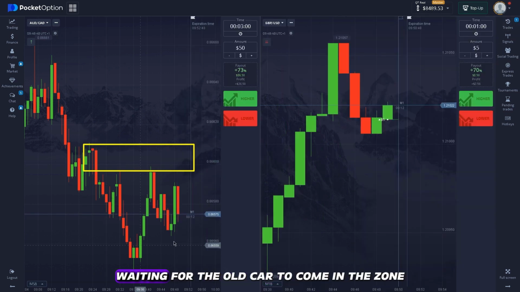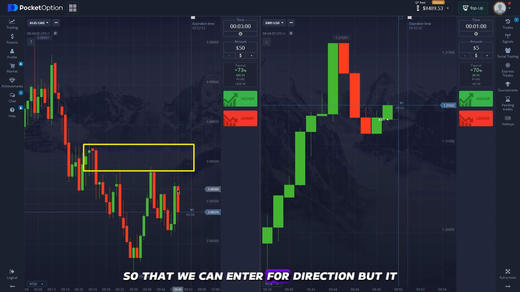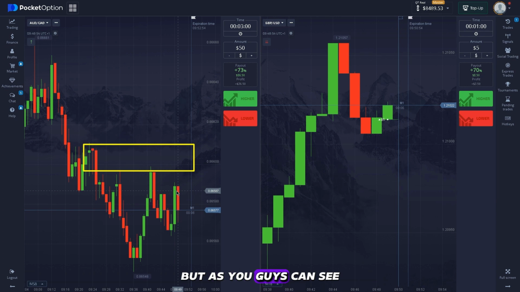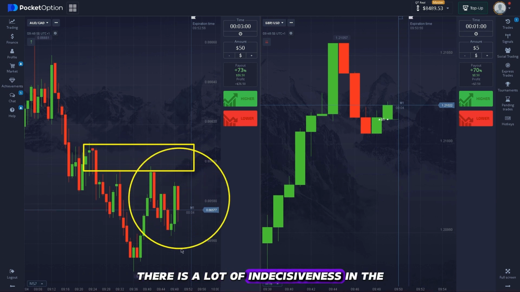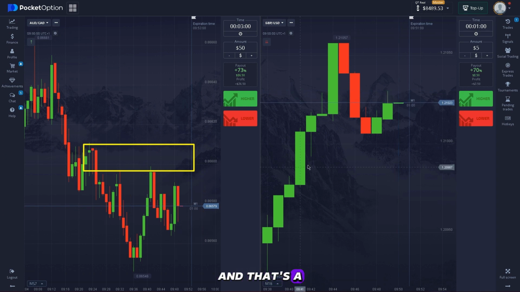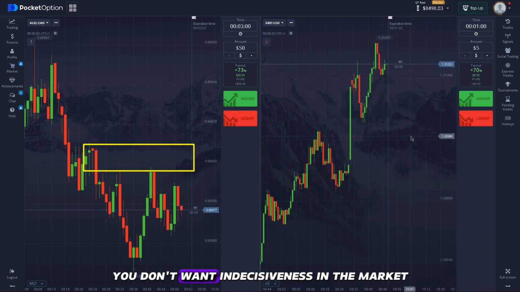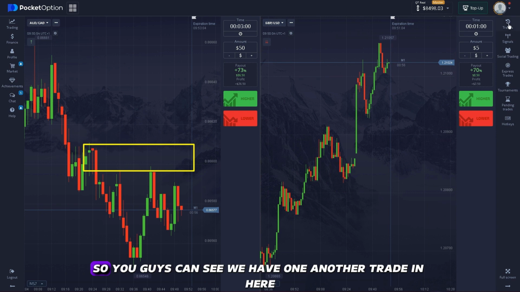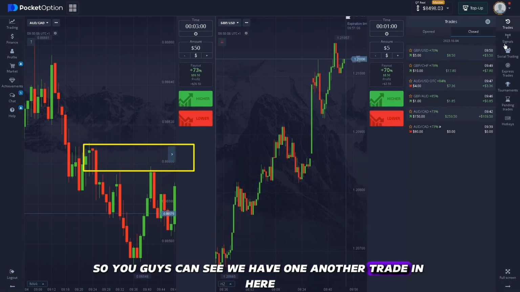So it's going pretty good as of now. We're still waiting for the odd cat to come in the zone so that we can enter for a down direction. But as you guys can see, there's a lot of indecisiveness in the market in here, and that's a bad thing because you don't want indecisiveness in the market. So as you guys can see, we have won another trade in here.